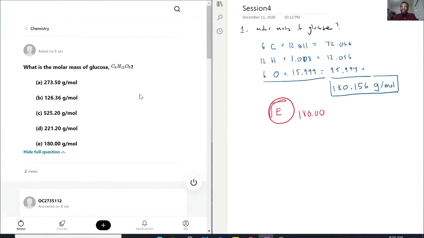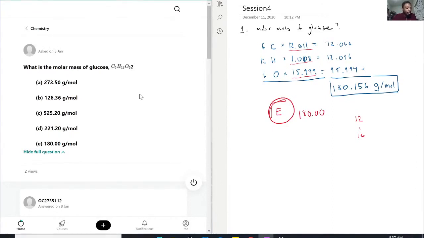How did they get it? What they probably did here was round the carbons to 12, the hydrogens to 1, and the oxygens to 16, because some periodic tables do have that. If you just did the same thing and multiplied it, you'd get 72 plus 8... whoops, it's 12 hydrogens, sorry.